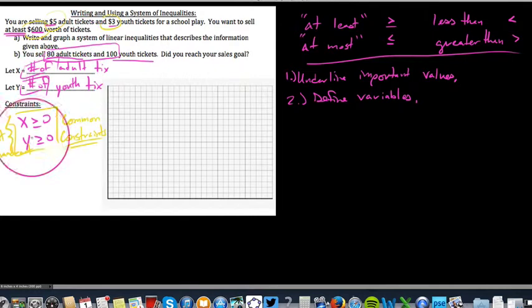But how to write this constraint is the same way. We're going to say, well, we sell 80 adult tickets, 100 youth tickets. Those are the things I'm talking about, and we'll match up our dollars now.